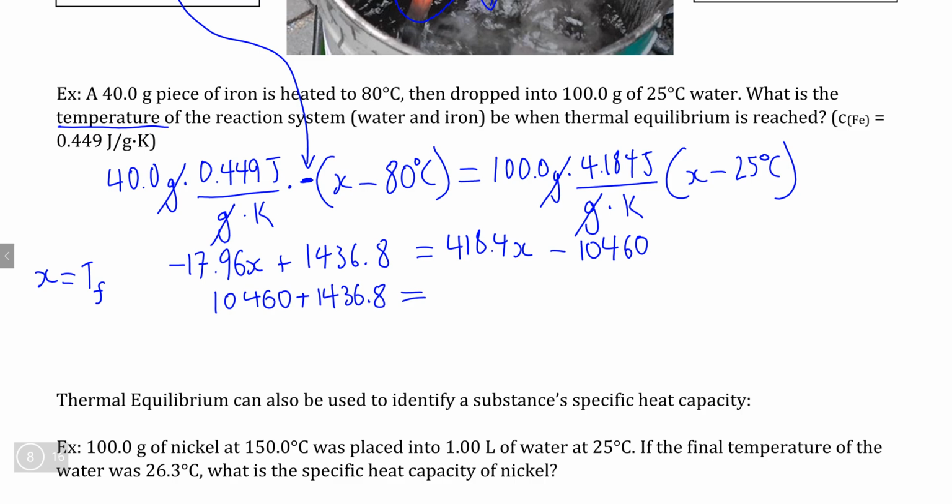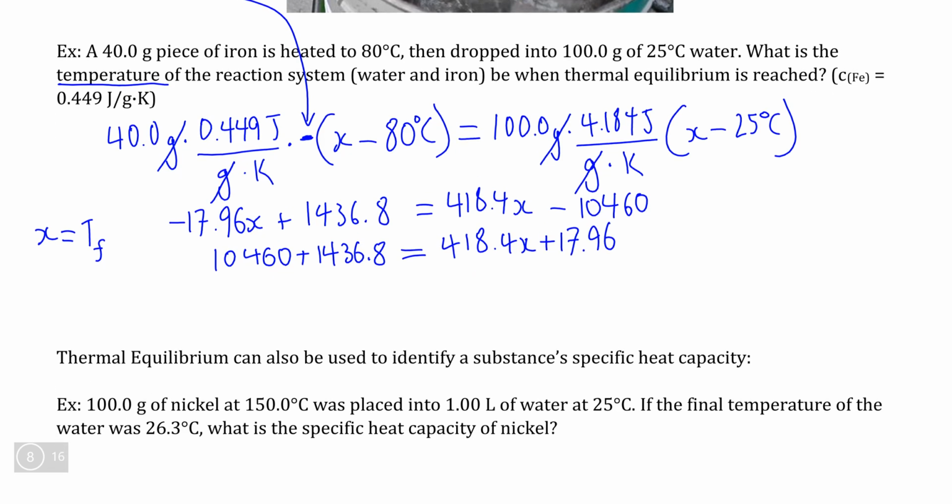And because this number with our x term is negative, we can add 17.96x to both sides. So when we do that, we would have 418.4x plus 17.96. And in the next term, once we have what coefficient we have in front of x, we can isolate x by dividing both sides by each other.